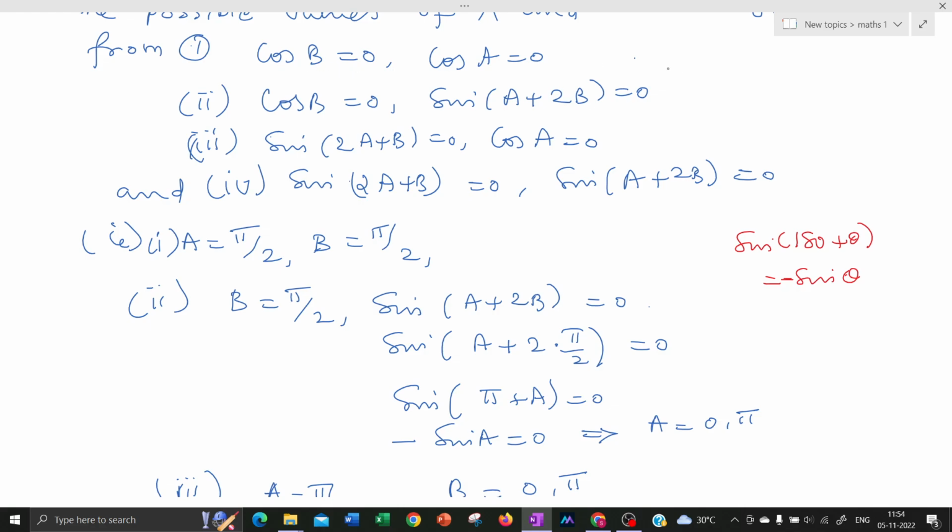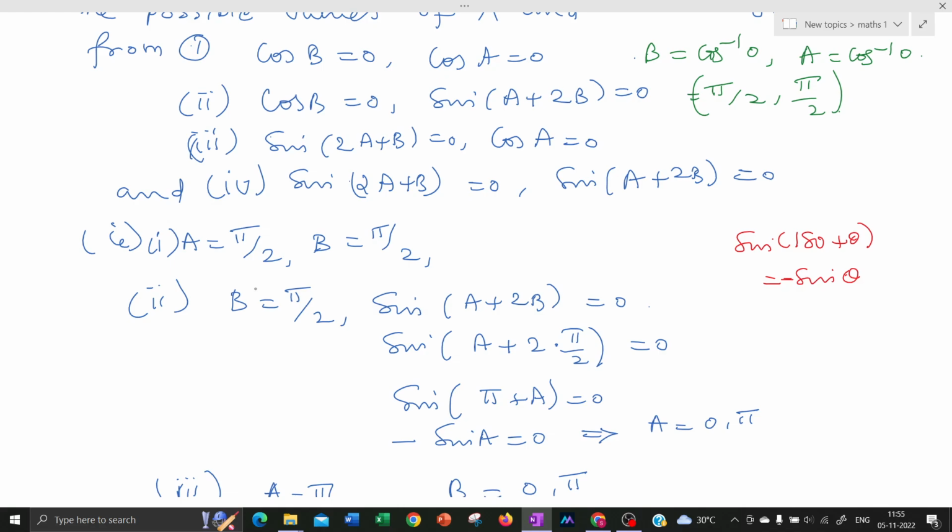Cos b equal to 0 means b equal to cos inverse of 0, and a equal to cos inverse of 0. When cos is 0, cos inverse of 0 is pi by 2. So a is also pi by 2. A is pi by 2 and b is pi by 2. So what is the point here? Pi by 2 comma pi by 2.